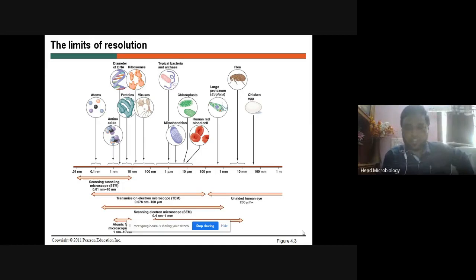And among protozoans, Euglena measures around 1 millimeter. So with your normal lenses, a simple microscope, you can see this Euglena, whereas flies are in the range of 10 millimeters, which you can see with your naked eyes. And a chicken egg is 100 millimeters, which is very large, 10 centimeters. These are the different sizes of cells.